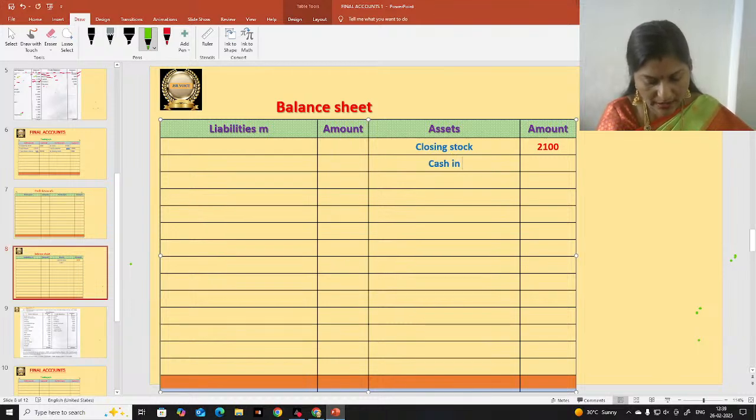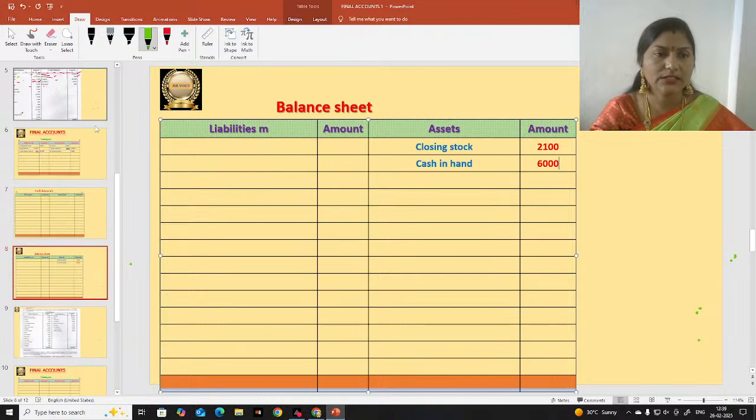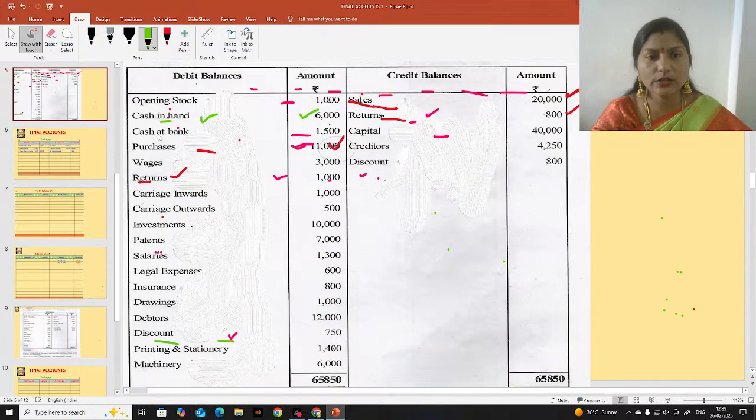Cash in hand, in the amount column 6,000. Next, let us go to the question and see the next item. The next item is cash at bank.